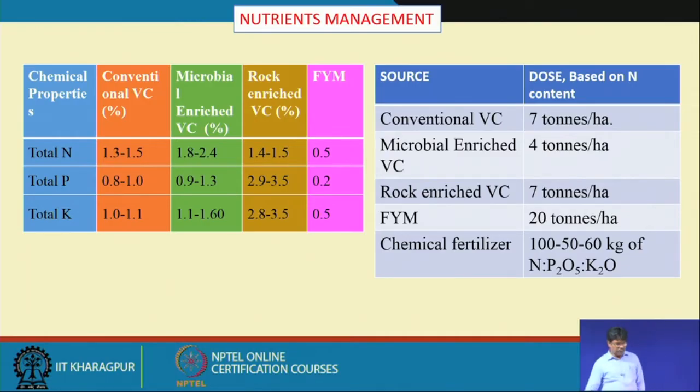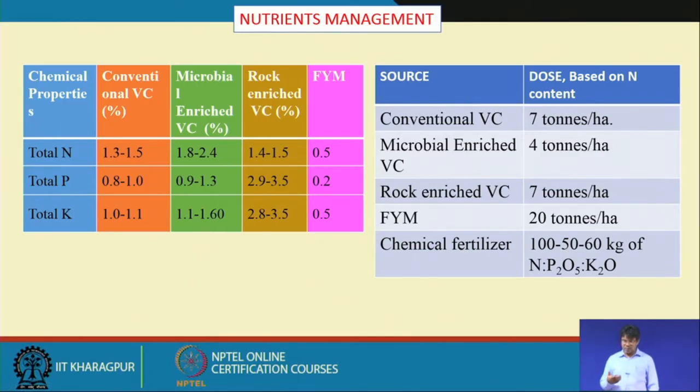If you go on improving the conventional vermicompost with microbial enrichment by using different microbes, either nitrogen fixing, phosphate solubilizing or potash releasing microbes, as we have discussed, that also helps increase the nitrogen, phosphorus and potash content. In addition to that, if you go for enrichment with specific elements, either nitrogen, phosphorus or potash, by having the rock enriched vermicompost, you can have improvement in the NPK content. And using those different sources, we can calculate the dose for rice.